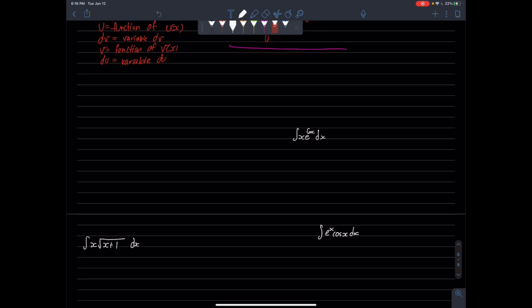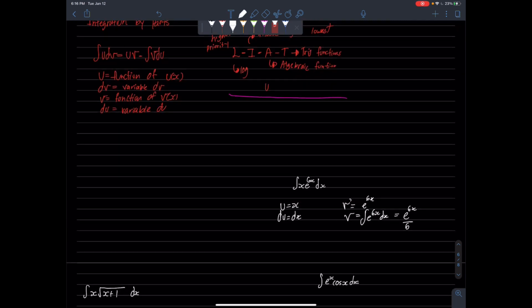Alright, so u is equal to x, du is dx, and the integral of e to the 6x is very easy, right? e to the 6x, that will give you e to the 6x over 6, right? Let's put it into our formula.